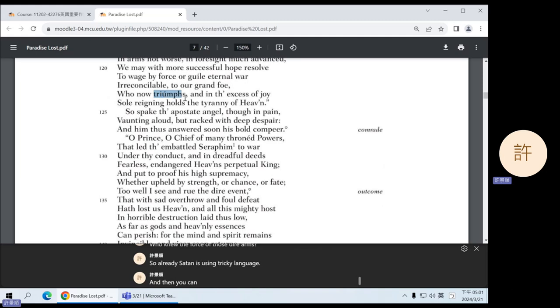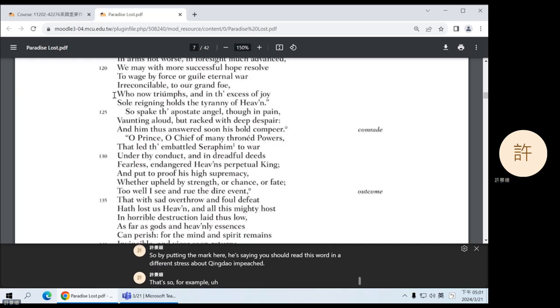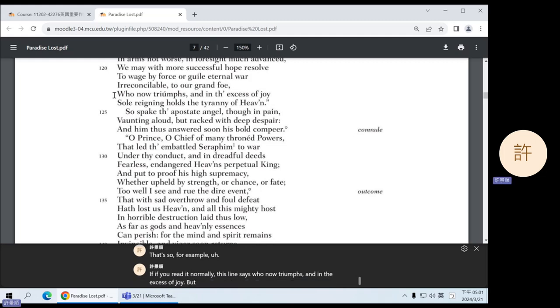And then you can look at this word, triumphs. Do you see that symbol above the U? This is because when Milton puts the word here, the accent doesn't fit the meter. So by putting the mark here, he's saying you should read this word with a different stress, so that it fits the meter. So, for example, if you read it normally, this line says, who now triumphs and in the excess of joy. But if you follow the meter, it should say, who now triumphs and in the excess of joy. So the stress has changed.